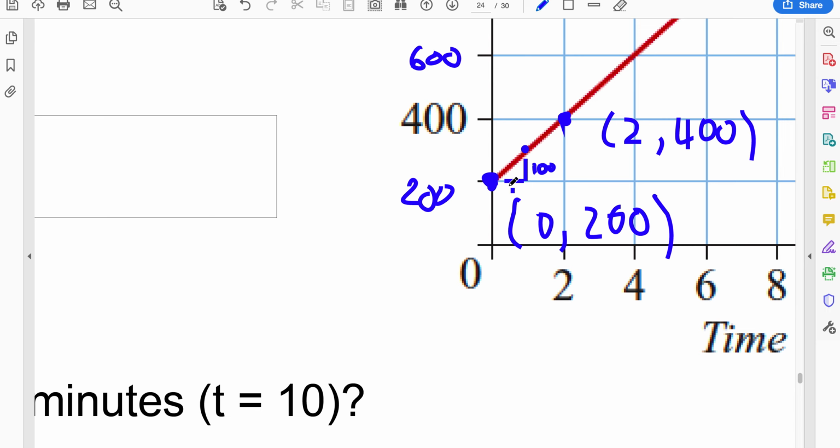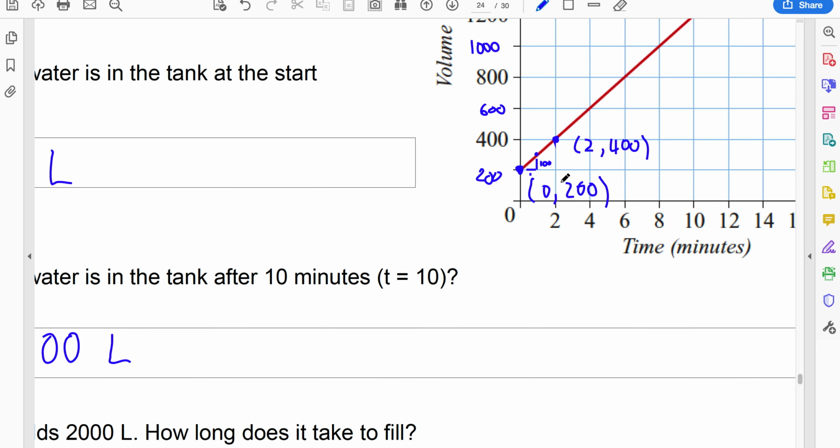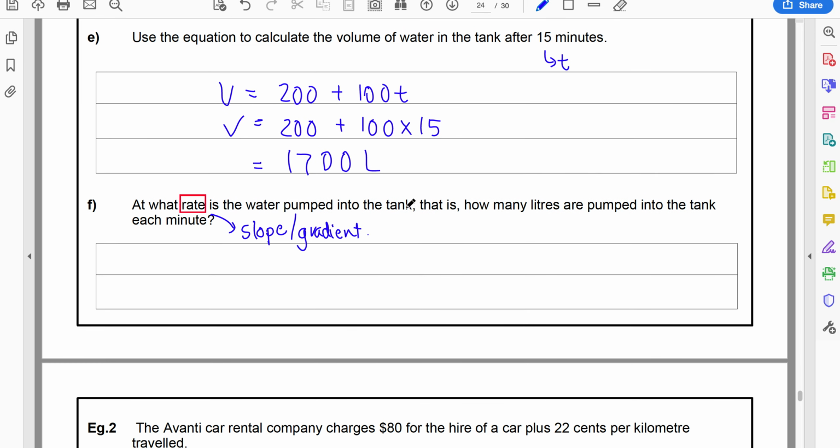You wouldn't need to do this, because once you recognize that this slope here is actually telling us how much volume is increasing every minute, then you can go straight to writing this as your slope that you found earlier. It was 100 as the slope, as B, so that means that the rate that water's going in is 100 litres per minute.